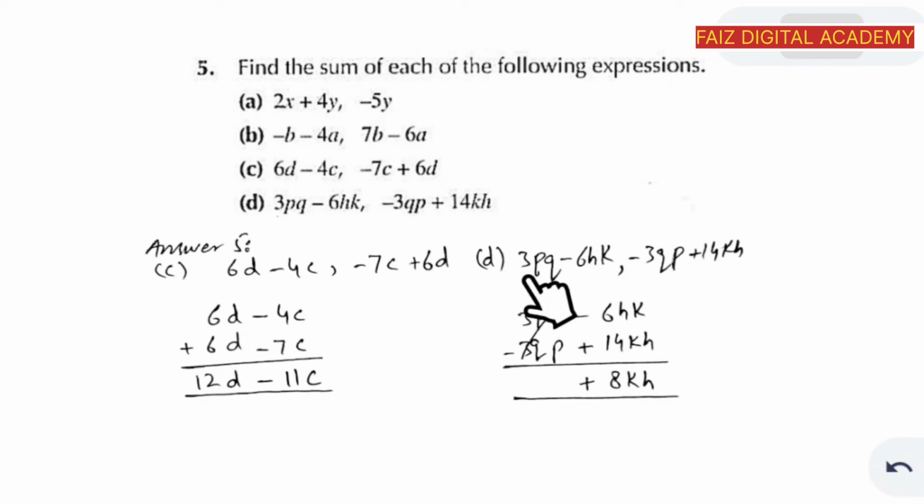Similarly, in the D part, 6pq minus 6hk and minus 3qp plus 14kp, I have written in this form. The minus and plus values cancel, and 6 is subtracted from 14 to get the answer 8. The bigger value contains the plus sign, so it also contains the plus sign.